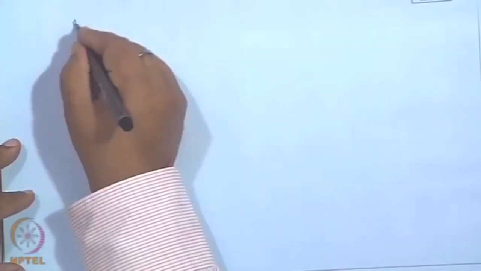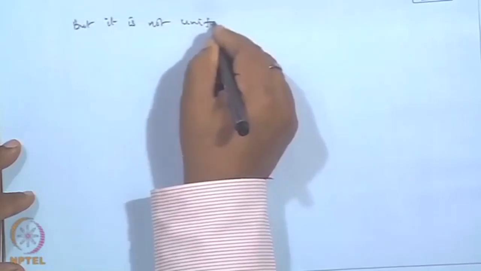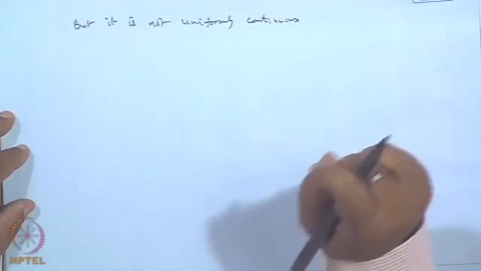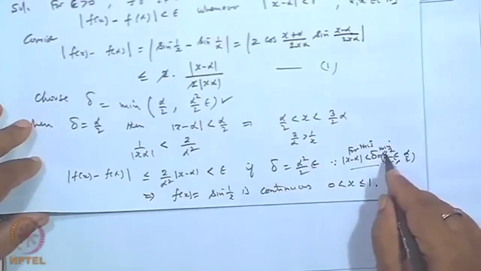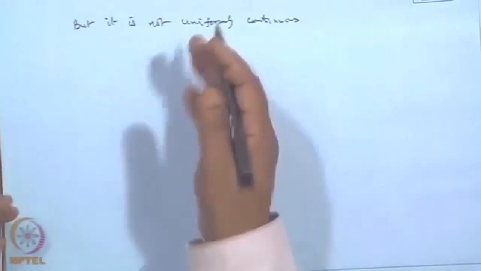But it is not uniformly continuous. Why? Uniformly continuous means delta should not depend on the point. Here the delta is depending on the point alpha. So, we have to identify a delta which is independent, but we are unable to get it. That is why we say it is not uniformly continuous. How is it not possible to get the delta independent of alpha? So, let us see why.